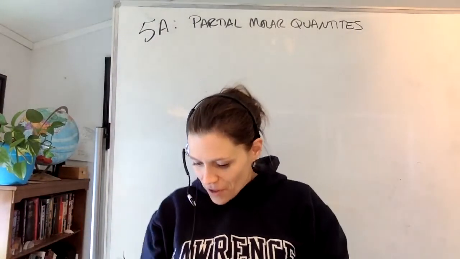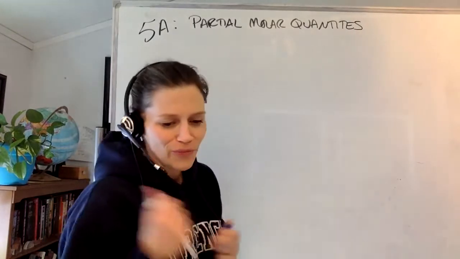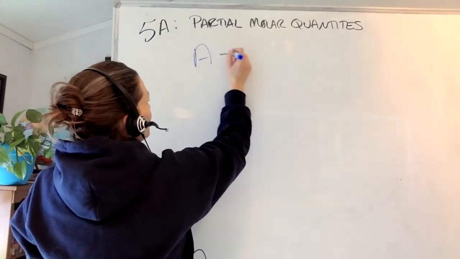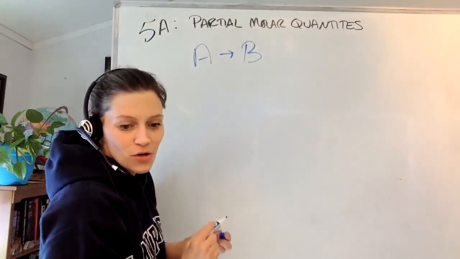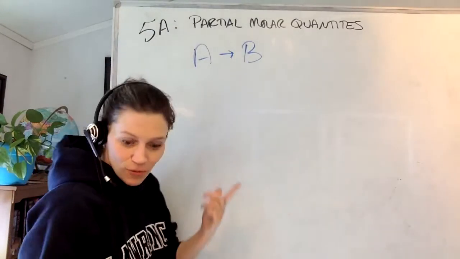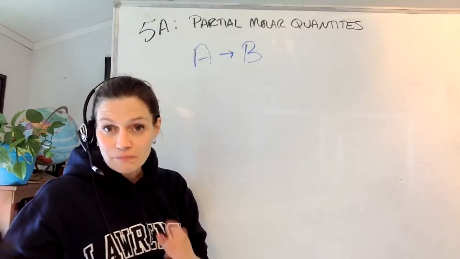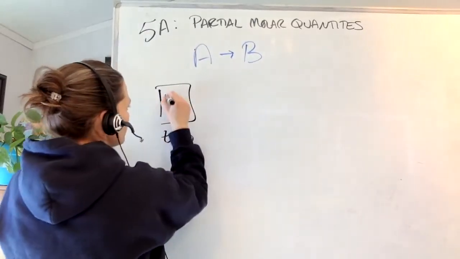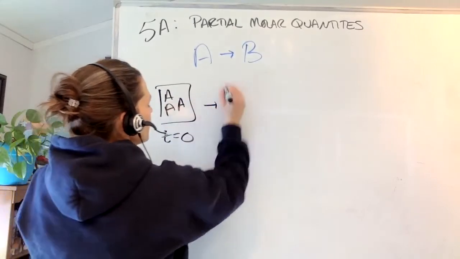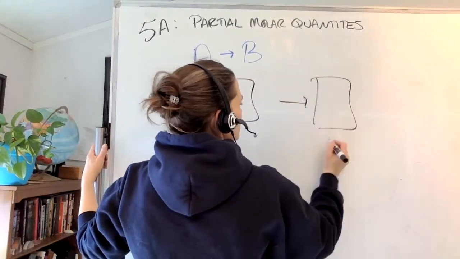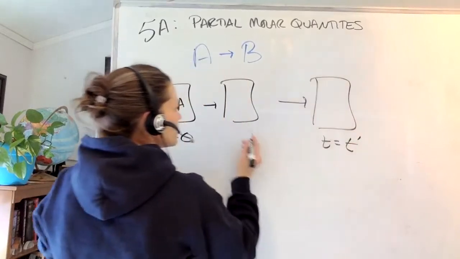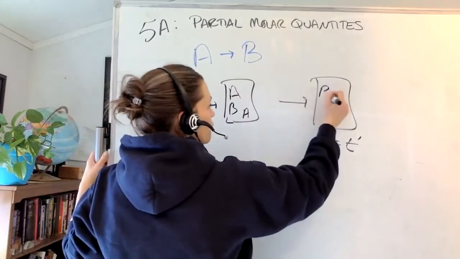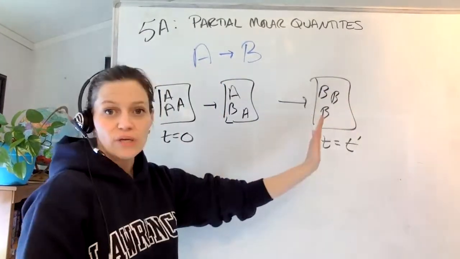So that's what we're going to do. I'd like you to think about ink mixing together in water. So here we go. Simple mixtures. A mixed with B. Or I should say, this chemical reaction of A going into B. At time zero, you've got a bunch of A's, and then at T equals some later time, you've got A becoming B, and then finally you've got pure B.